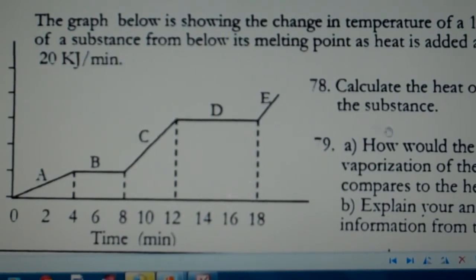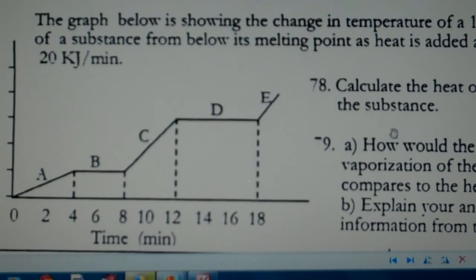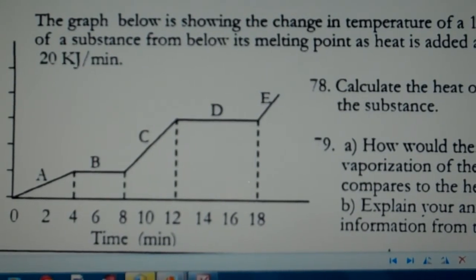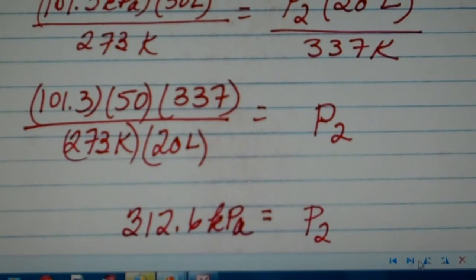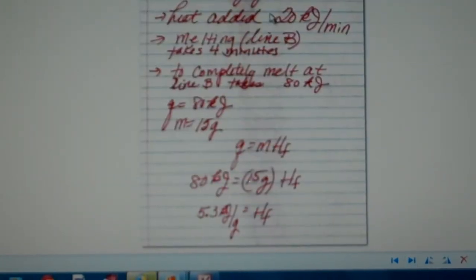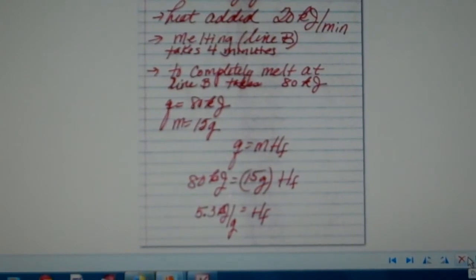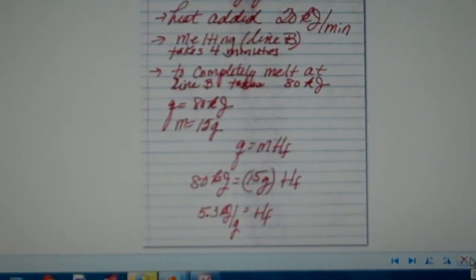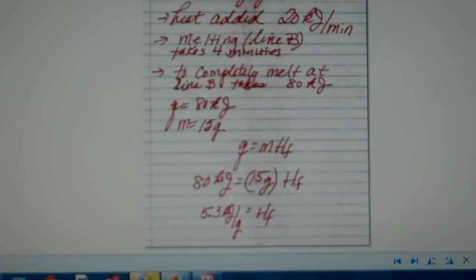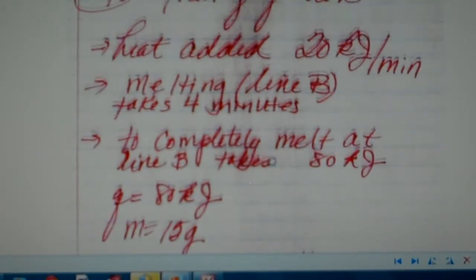So the first question says, calculate the heat of fusion of the substance. So we know it's not going to be water, it's not H2O, therefore we don't have HF. We need to solve for HF. So starting with our problem here. Okay, heat of fusion. So it first says heat is being added. So that's going to give us our joules that we're trying to get.